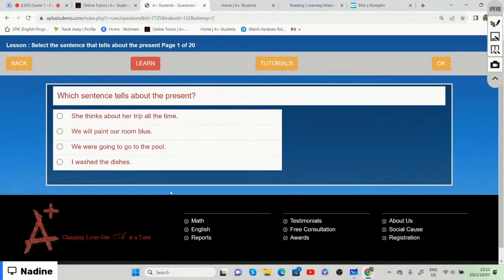All right. There are four different options, right? It says she thinks about her trip all the time. We will paint our room blue. We were going to go to the pool, or I washed the dishes. So we need to choose the correct sentence that tells us about the present. It tells us about something that is happening now. Action that is taking place now.